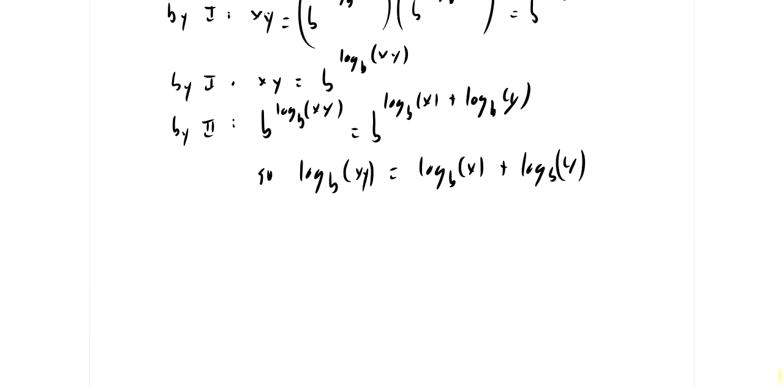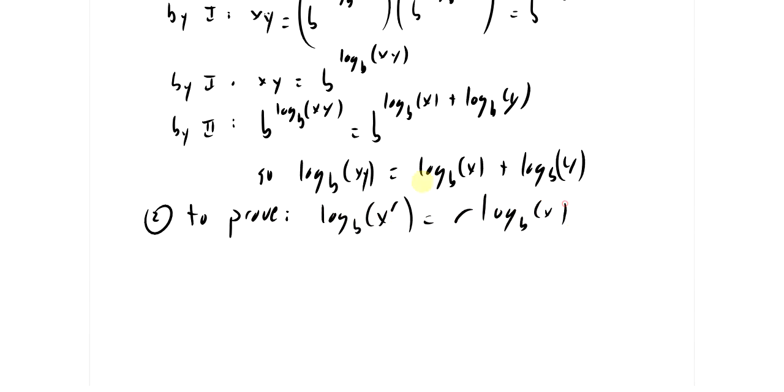The second one we can prove is the power coefficient one. My eraser is not working so well. There we go. To prove log of x to the r is r log base b of x. It runs the same way as this. We take the notation x to the r and we say, well, that's b to the log base b of x to the r, because anything is b to the log base b of itself.